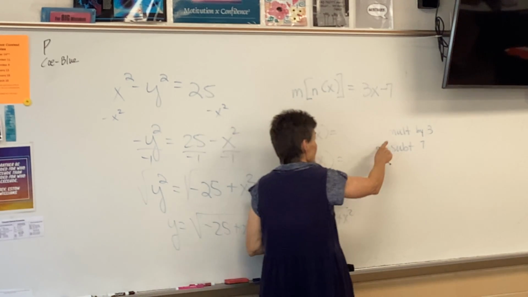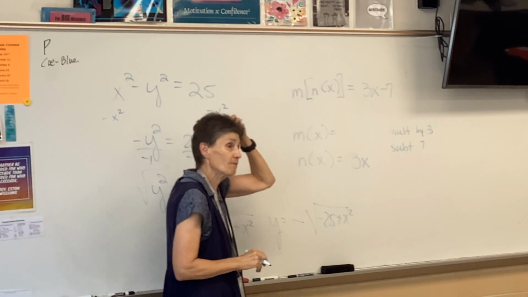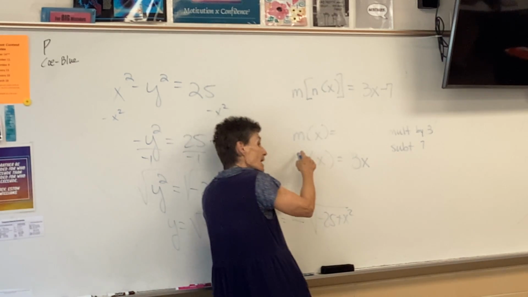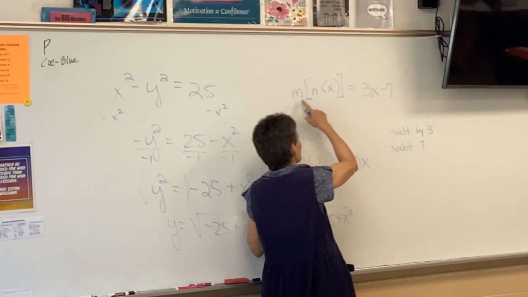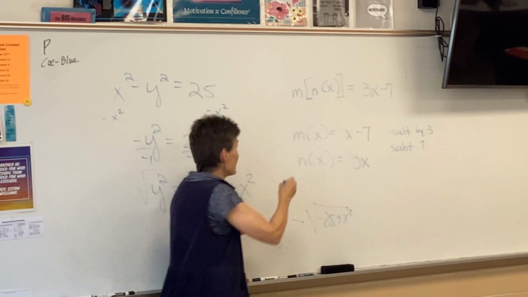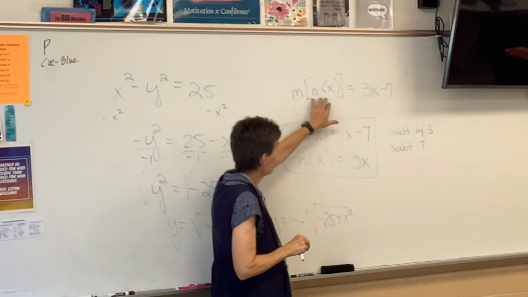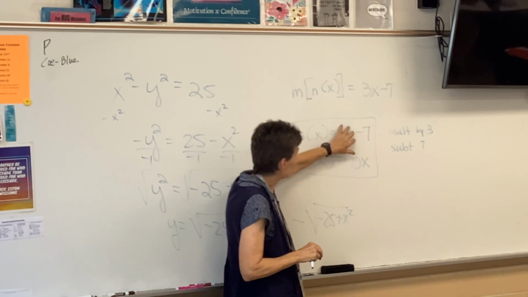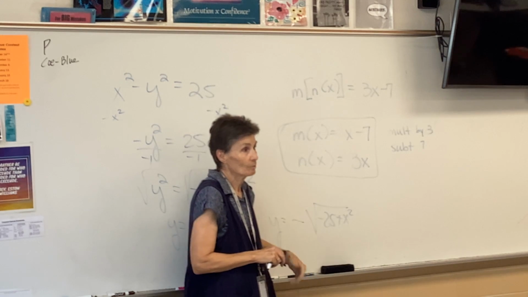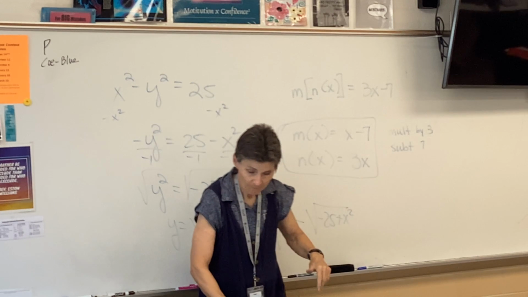So the first thing that happens is we multiply by 3. So N is the function that multiplies by 3. M then has to be the function that subtracts 7. So here is your answer. Because if you put N into M, don't you get 3x minus 7? You sure do. I'm not going to take any more time with that.